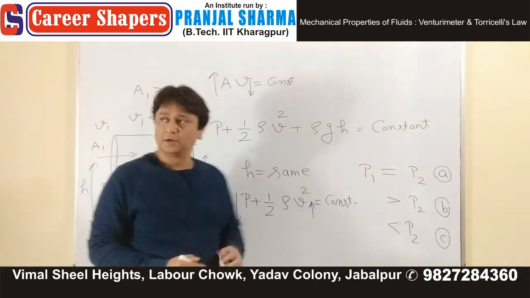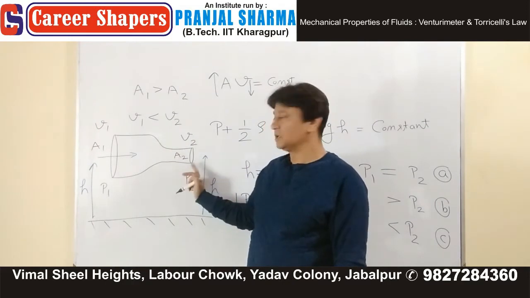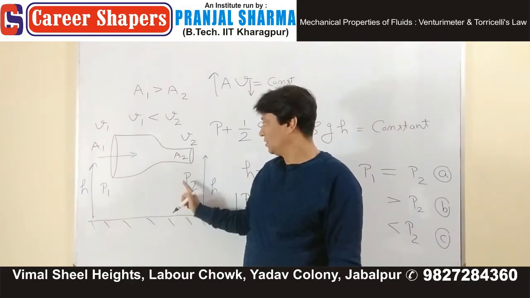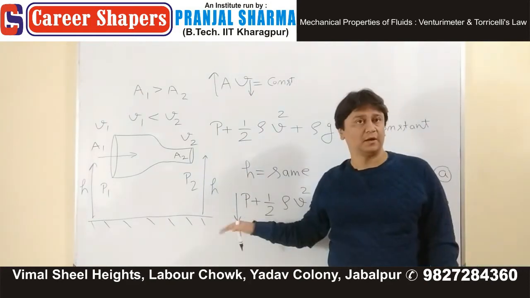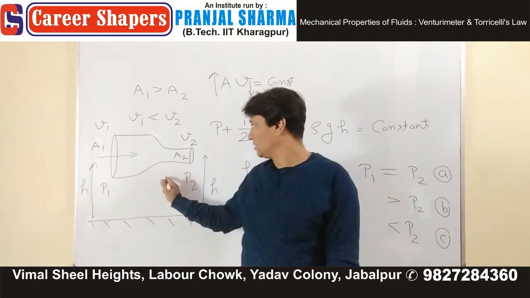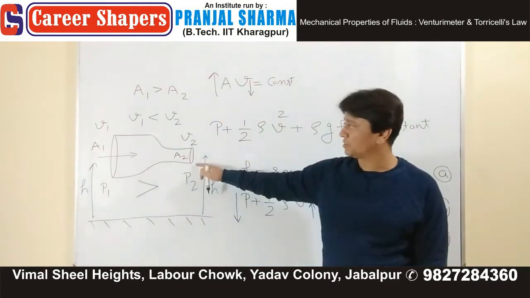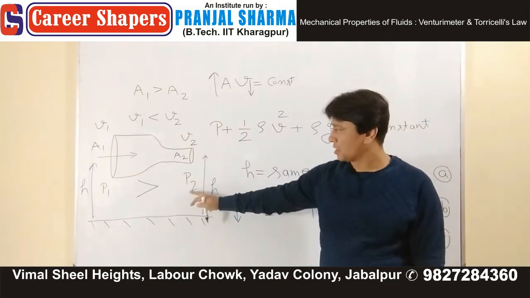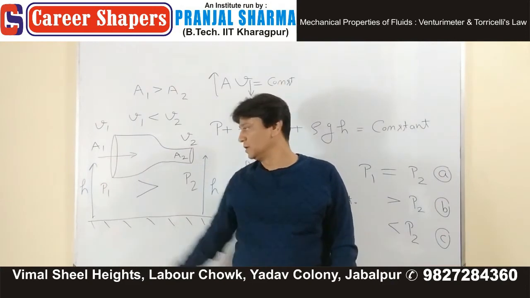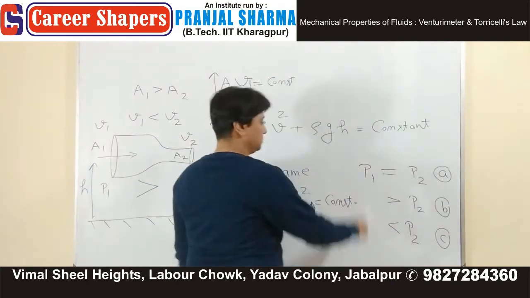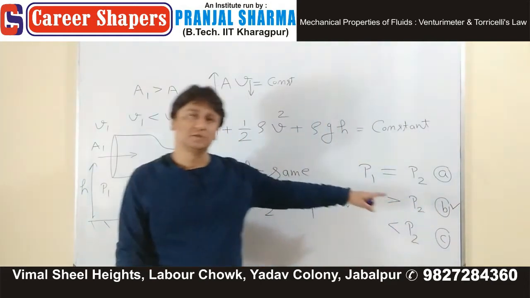Which means what? कहाँ पर स्पीड ज्यादा है अपने पास? तो जहां स्पीड ज्यादा है वहां का प्रेशर क्या हो जाएगा? कम हो जाएगा. That means where speed is more, pressure at this place 2 is less than the pressure at this place. P1 greater than P2. Option B is the correct thing.